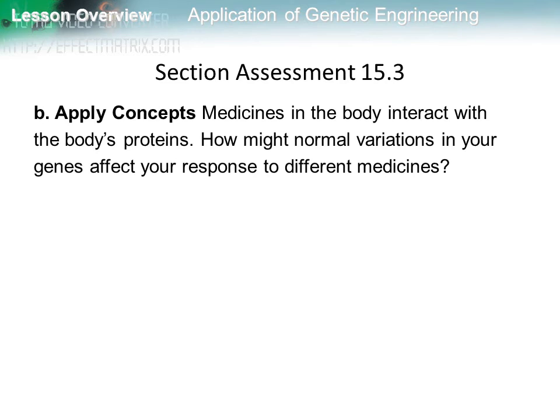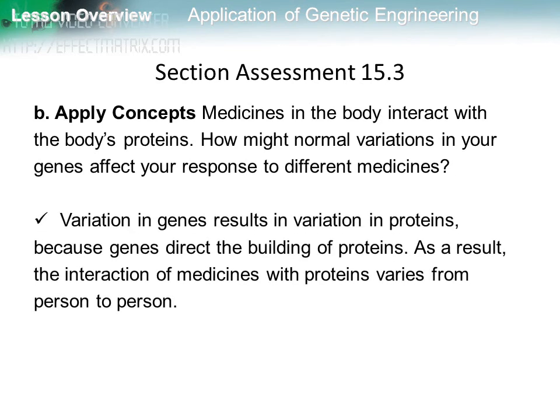Medicines in the body interact with the body's proteins. How might normal variations in your genes affect your response to different medicines? Well then, variations in genes result in variation in proteins. Because genes direct the building of proteins, as a result, the interaction of medicines with proteins varies from person to person.